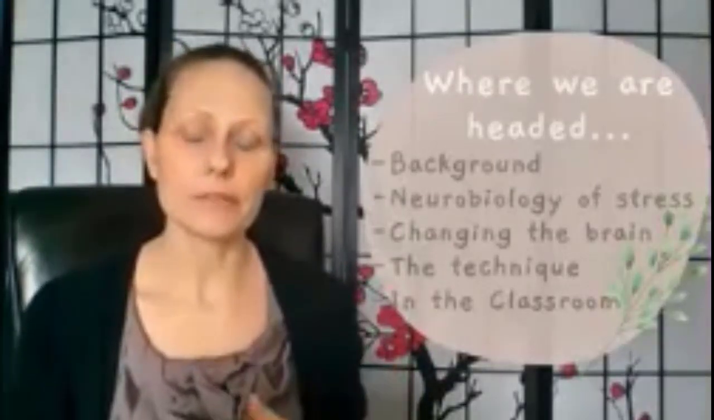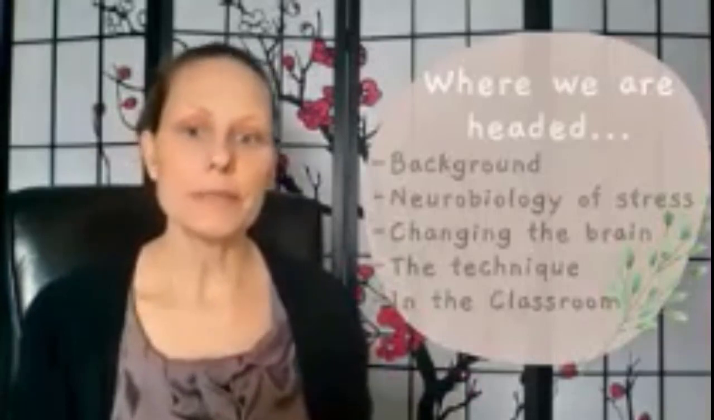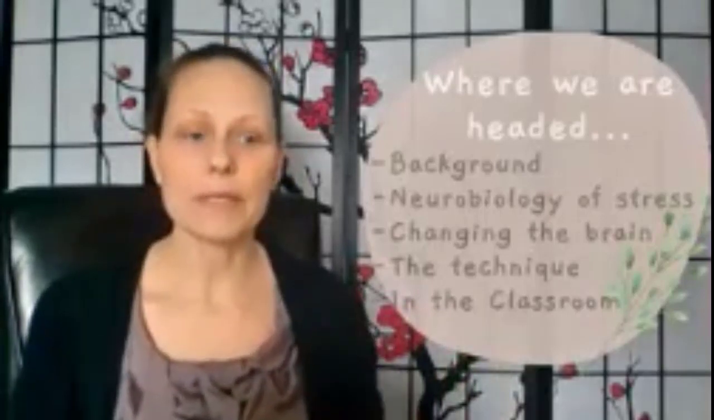Then we're going to be talking about how to change our brain. Now that we've learned a little bit about the neurobiology of stress, we can talk about how we can do things to change that and make things less stressful, essentially. Then we're going to take a look at the technique we're going to be talking about today, which is called emotional freedom technique. And then I'm going to bring it into the classroom as something very doable, something that I do in the classroom and something that I feel everybody can do in the classroom if you choose to.